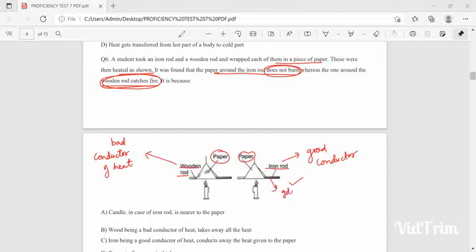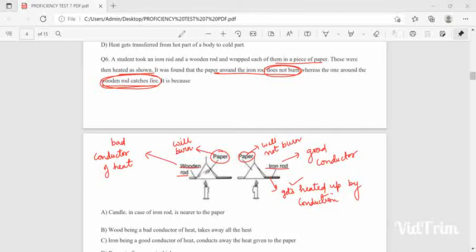In place of that, the iron rod will start getting heated up. But on the other hand, wood, being an insulator, will not take up the heat supplied to the paper, and thus the paper wrapped around the wooden rod will burn, because whatever heat is supplied to the paper will not be transferred to the wood. As a result, the paper wrapped around the wooden rod will burn.